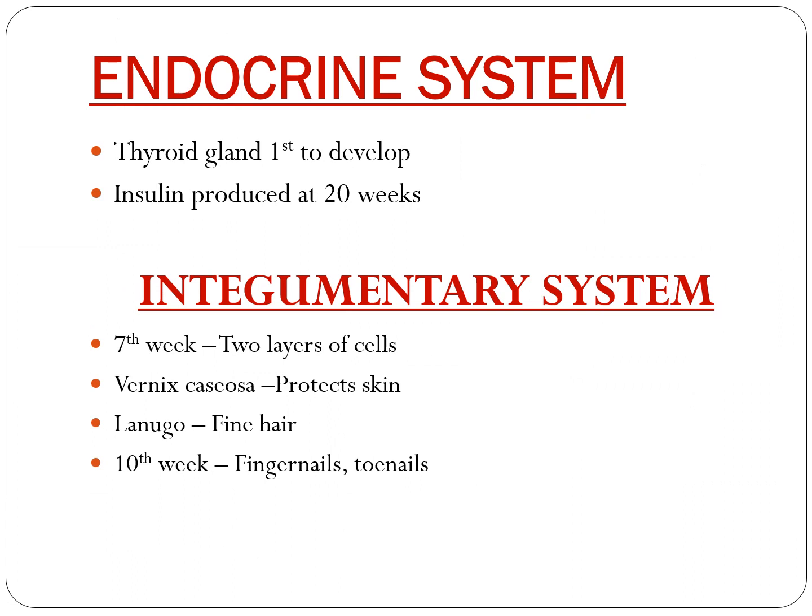Endocrine system: the thyroid gland is the first to develop, and insulin is produced at 20 weeks. Integumentary system: at the 7th week, there are 2 layers of cells, vernix caseosa, which is a protective skin, and lanugo, fine hair. Ito, sasabihin ko sa inyo, maliliit, buong parang unggoy kasi punong-puno, but those are the fine downy hair, lanugo. At 10 weeks, there are fingernails and toes.